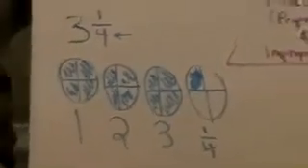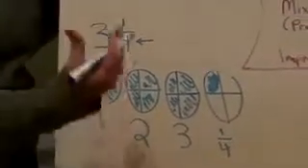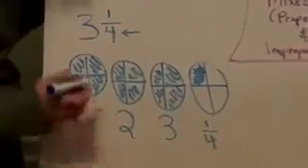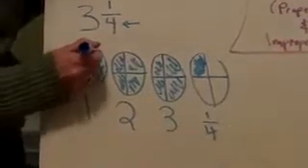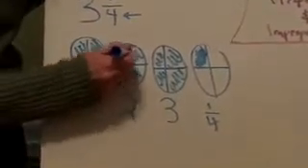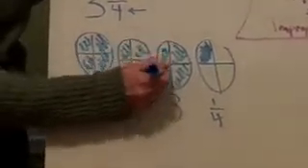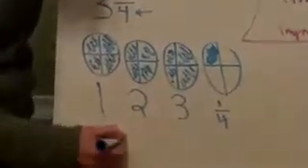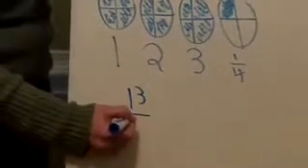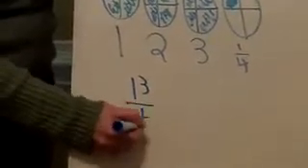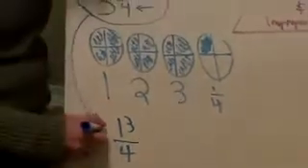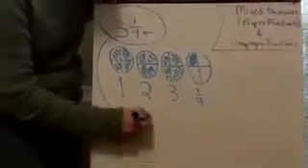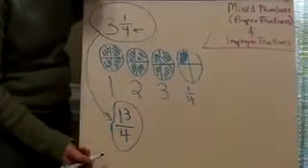Now to change it to an improper fraction, I would count all the pieces. 1, 2, 3, 4, 5, 6, 7, 8, 9, 10, 11, 12, 13. That would be my new numerator, and I would keep a 4 on the bottom. So this number changed to an improper fraction is 13/4.